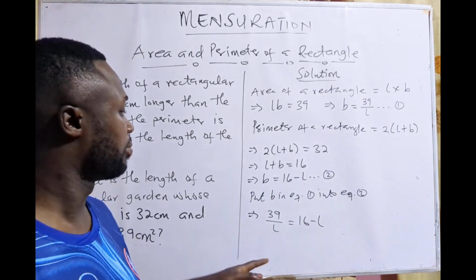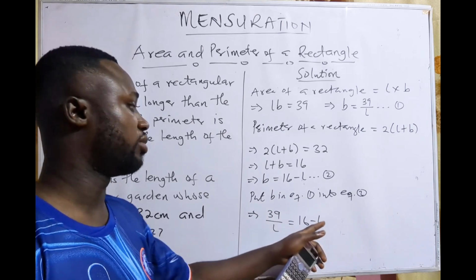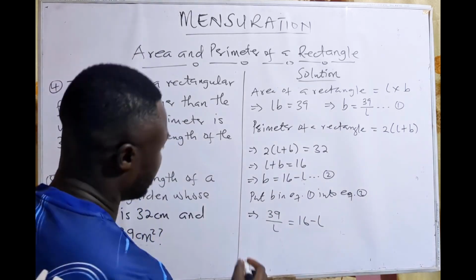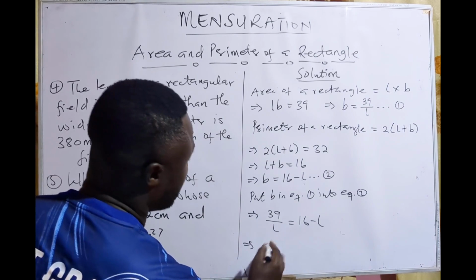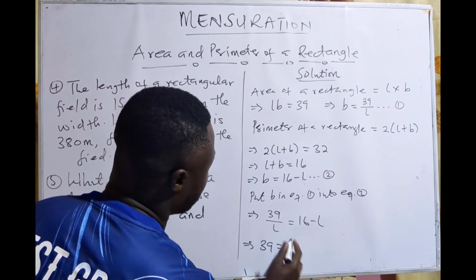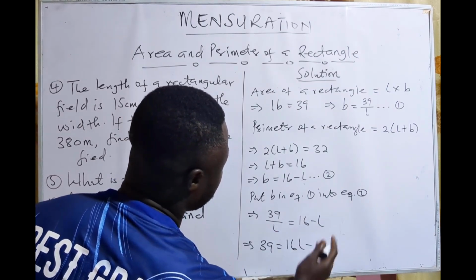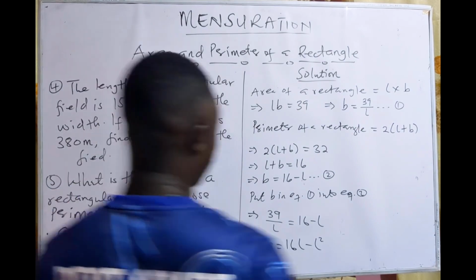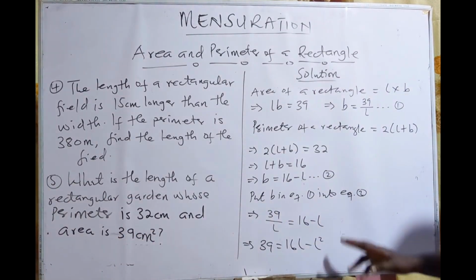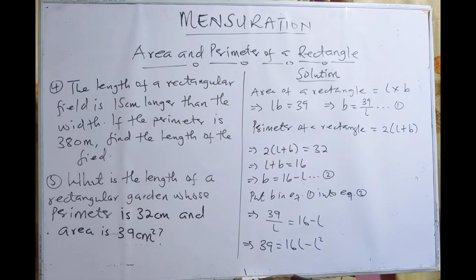Is that okay? Then after that, let's multiply through by the length. If I multiply through by the length, I'll get 39 equal to length times 16, which is 16L, minus length times length to give me L squared. So what it means here is that I'm going to get a quadratic equation, a quadratic trinomial.